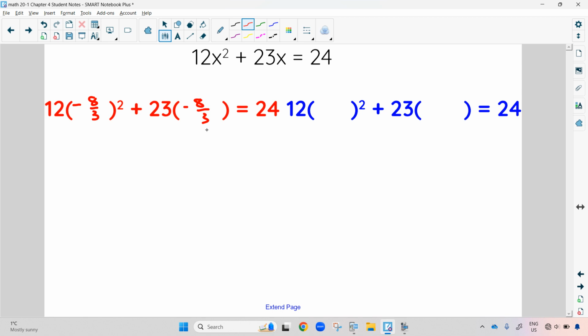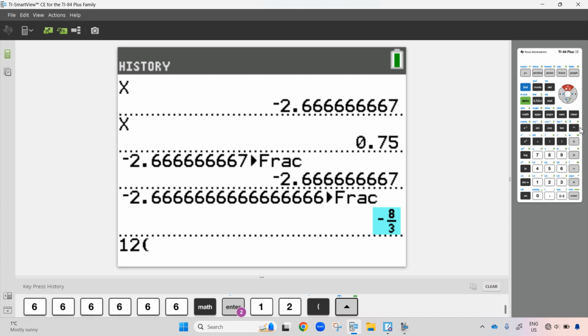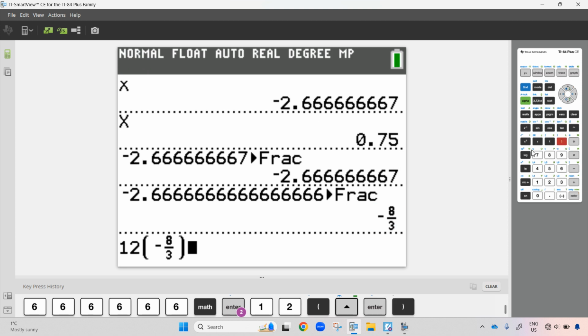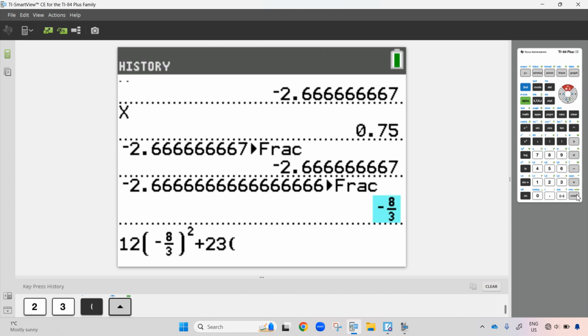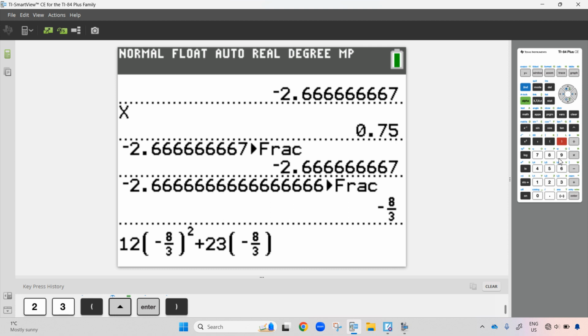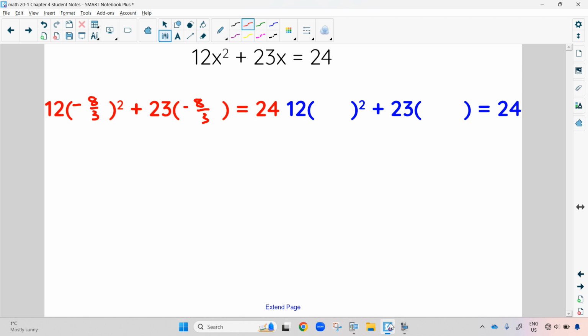Okay, so I can actually put this into my calculator just to check to see if it works. So let's go back over here, and I'm going to do 12 times in brackets, go up here and grab it, close my bracket, squared, plus 23, and in brackets, go up here and grab that. And then minus 24. Actually, we're doing with the original equation, so I'm actually going to leave it like that. And yes, I get exactly 24. Now, if you rounded, you wouldn't get it exactly equal to 24, but it would be close enough that you'd say, yeah, that's the answer.